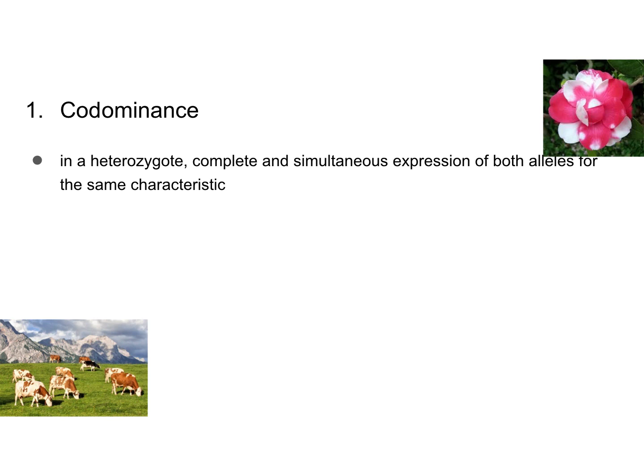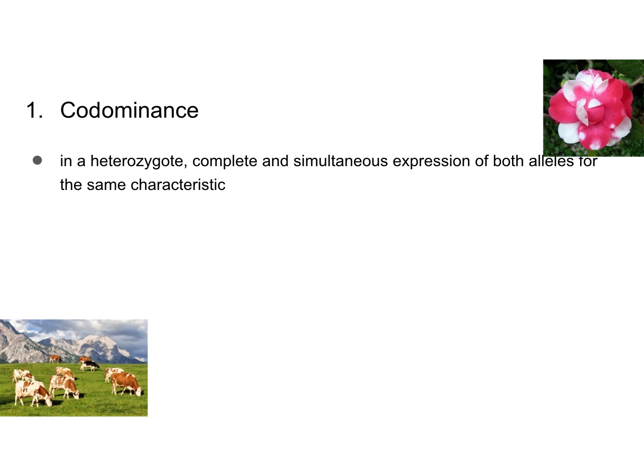In codominance, what happens is a heterozygote has an expression of both alleles for the same characteristic. So, for example, these cows, you can see both white and brown being expressed, and in these flowers, you see red or pinkish red and white both being expressed. So one does not completely remove the other one. You're able to see both, and it's not a blend of the two. You're able to see both.